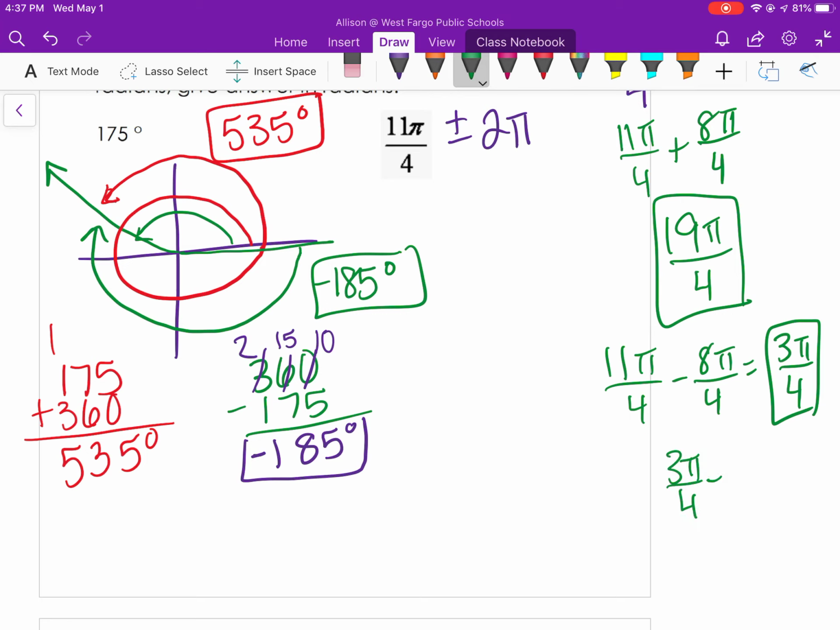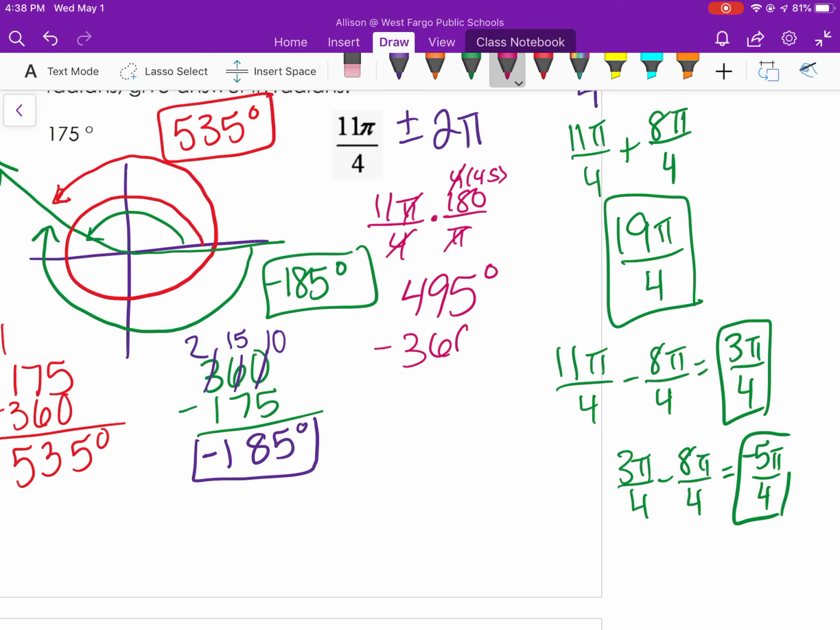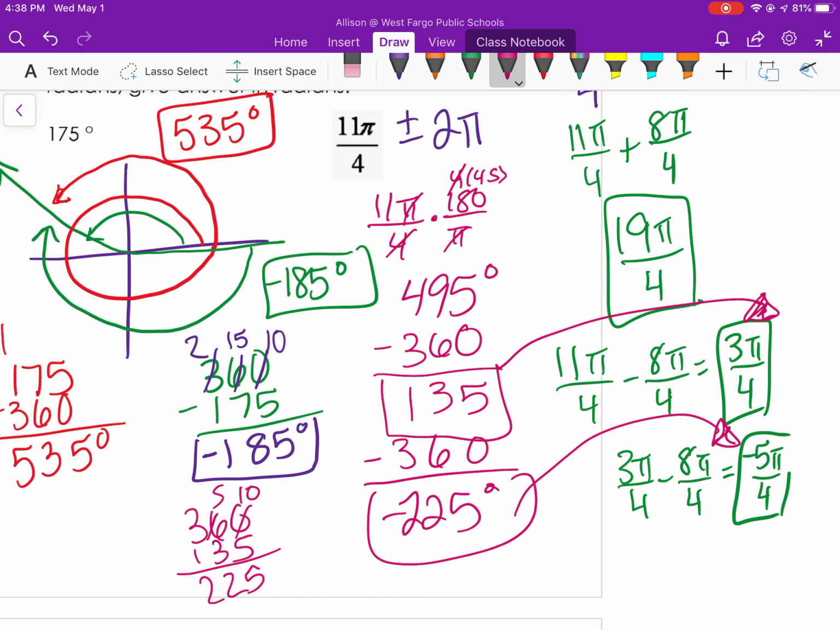I'd have to take 3 pi over 4 and subtract another 8 pi over 4 again to get a negative one. So that'd be negative 5 pi over 4. That's how you do it with radians, because 2 pi is the same thing as 360 degrees. If all else fails, you can change 11 pi over 4 into degrees. We have 180 over pi, so that's 4 and 45. I could take out the 4 and the pi, and then it would be 495 for 45 times 11. So 495, and then minus 360 is 135, the same thing as 3 pi over 4. Minus 360 again, I'd actually have to do it the other way around though. Negative 225 would be negative 5 pi over 4. Then you have to convert it back.